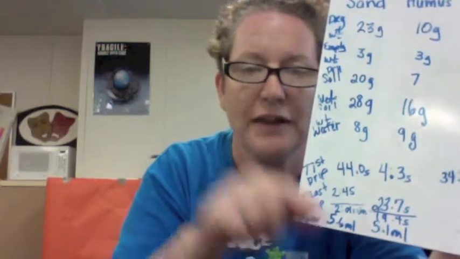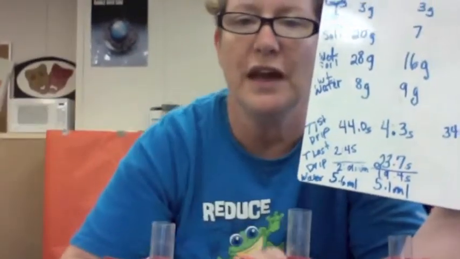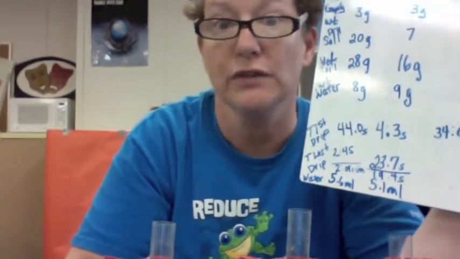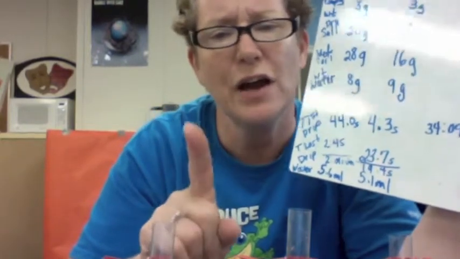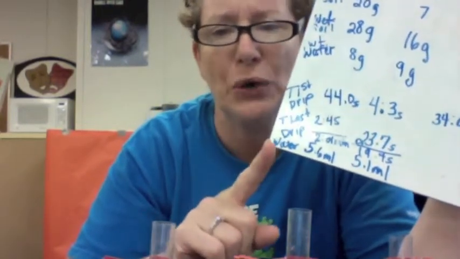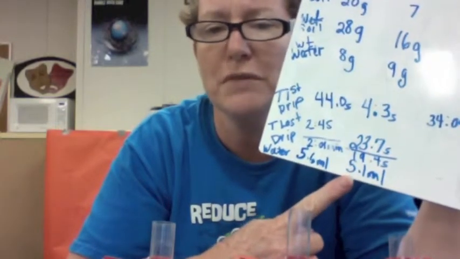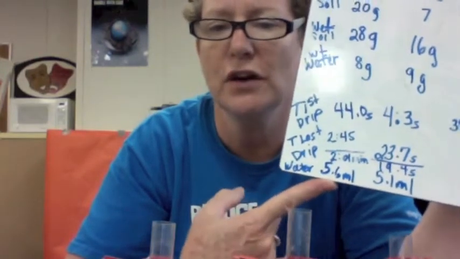And then through the sand, it moved just a little bit more rapidly than the clay. Well, a lot more rapidly because, good grief, it's taken over an hour for it to go through the clay. Now let's take a look at how much water it let go. All right, so again, the humus let go 5.1 milliliters and the water let go 5.6.